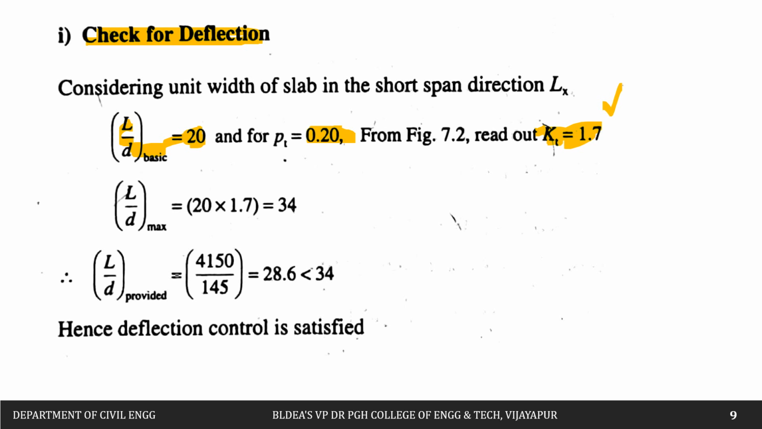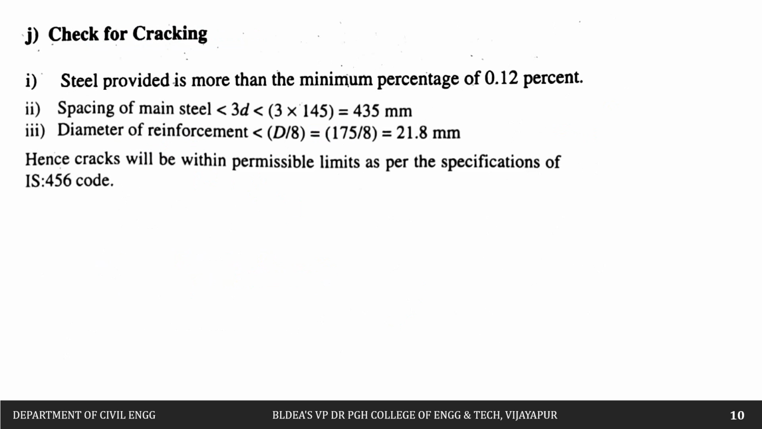So for tension steel, we are going to get 1.7, that is 20 multiplied by 1.7, we'll get the answer as 34. So L by D provided is 4.15 divided by depth provided, 145 mm. So it is 28.6, which is less than 34. Hence we can say that it is satisfying the deflection criteria also.